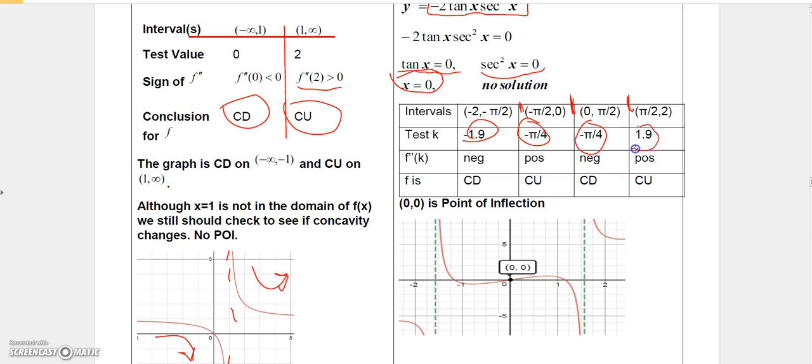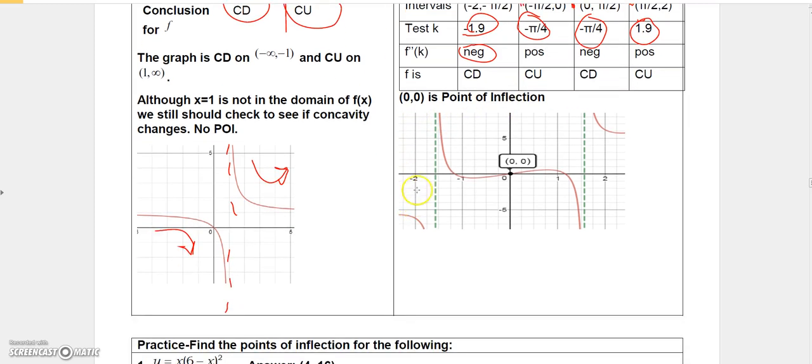And when I plug each of these values into the second derivative, this one gave me a negative, so it's concave down there. This one gave me a positive, so it's concave up there. This one gave me a negative, so we're concave down here. This one gave me a positive, so we're concave up there. Well, let's look at the graph real quick.